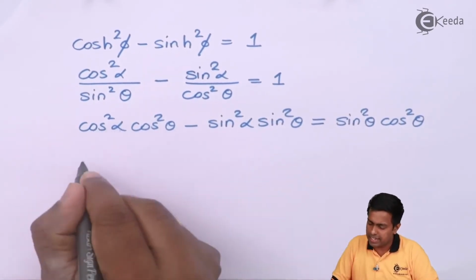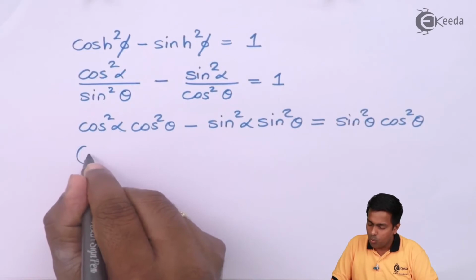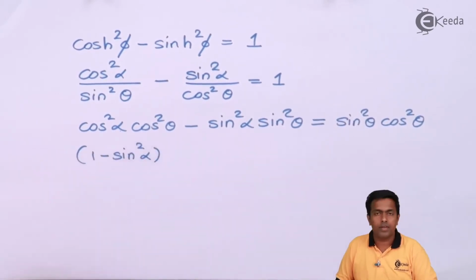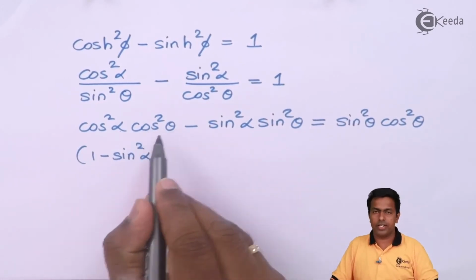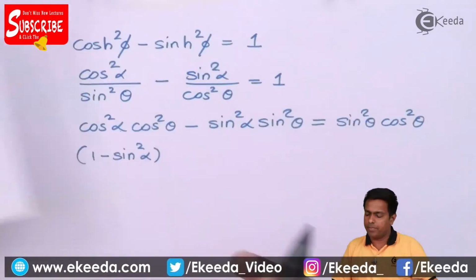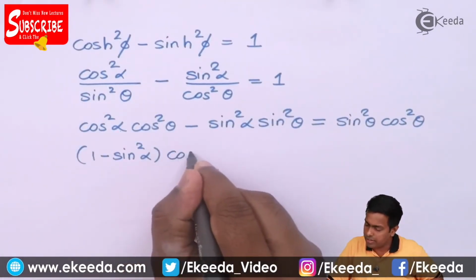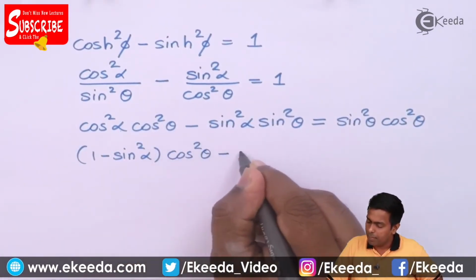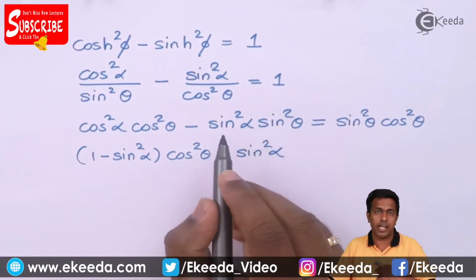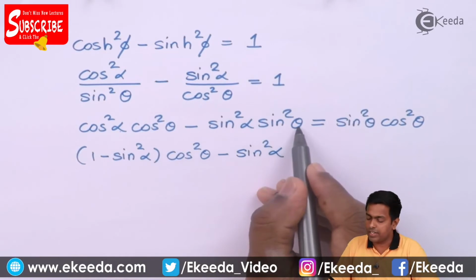So here I can say that this is nothing but 1 minus sine square alpha. Next, cos square theta. So with theta, we want the cos term, so we'll keep this term as it is. So cos square theta will remain as it is, minus sine square alpha, because with alpha we want the sine term. Next, with theta we want the cos term.